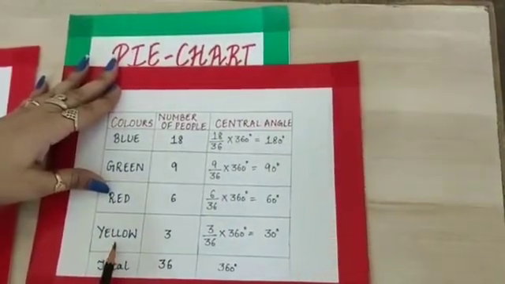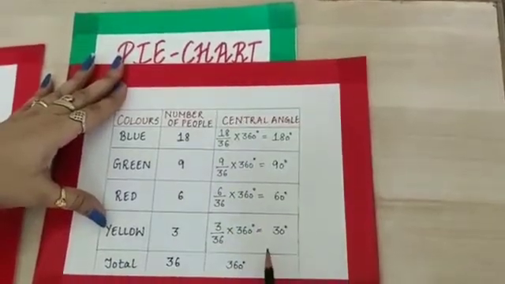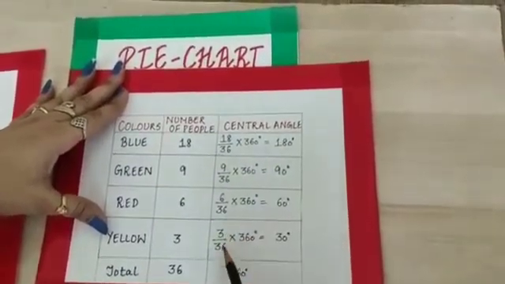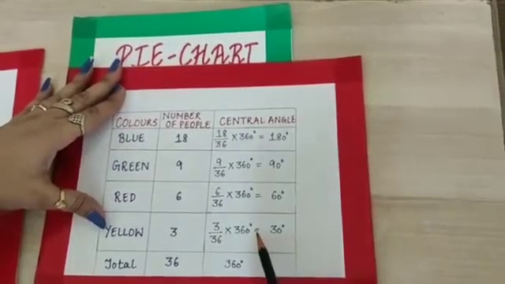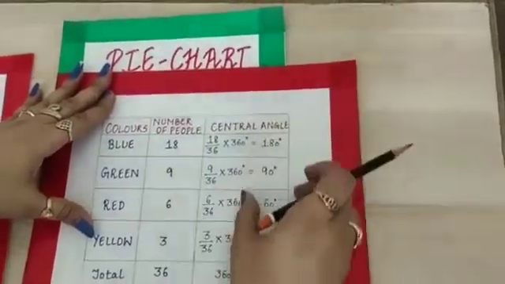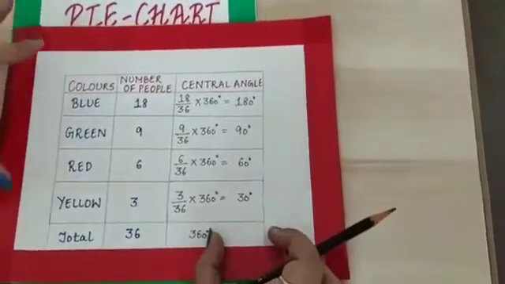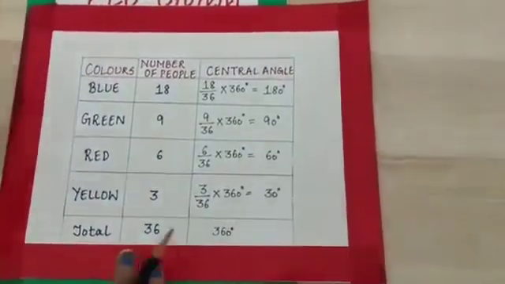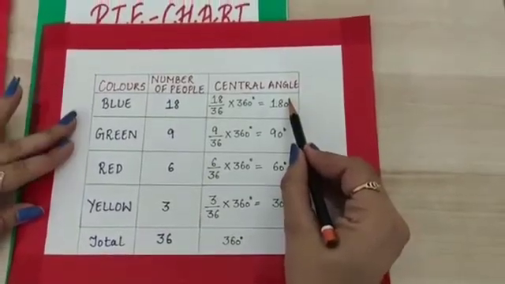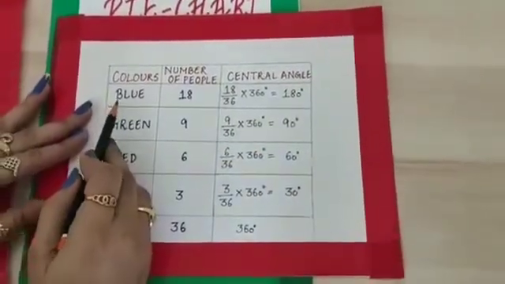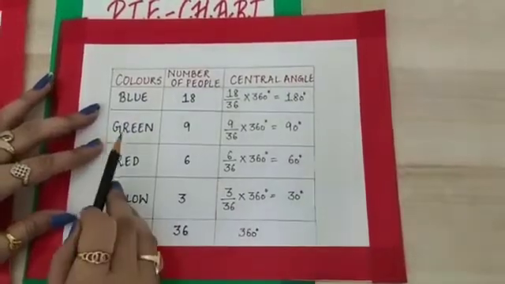Now yellow color is liked by 3 people, so we find the central angle again: 3 upon 36 multiplied by the complete angle, which gives 30 degrees. Now we have found the different angles for the different colors. The angle 180 degrees represents blue color, and 90 degrees represents green color.